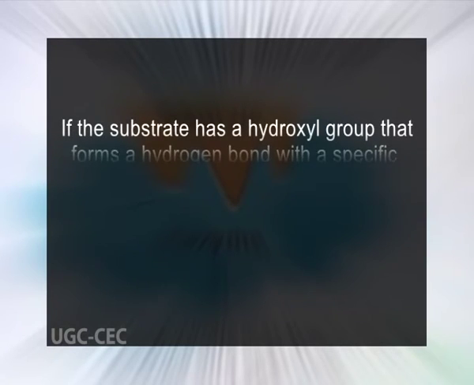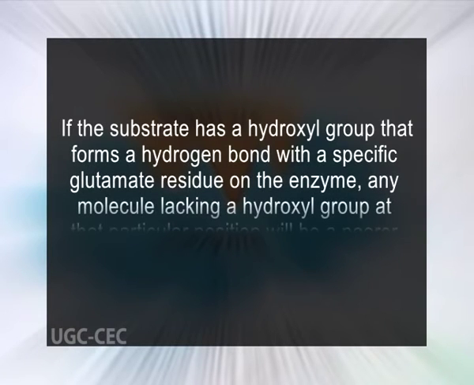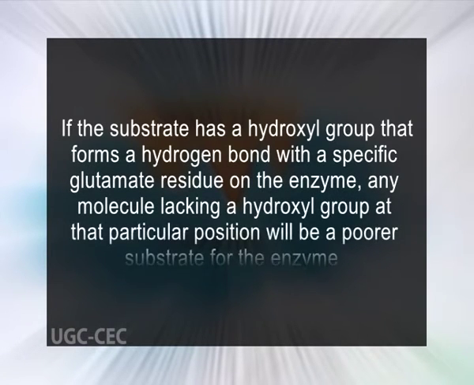If an enzyme active site has functional groups arranged optimally to form a variety of weak interactions with a particular substrate in the transition state, the enzyme will not be able to interact to the same degree with any other molecule. For example, if the substrate has a hydroxyl group that forms a hydrogen bond with a specific glutamate residue on the enzyme, any molecule lacking a hydroxyl group at that particular position will be a poor substrate for the enzyme.